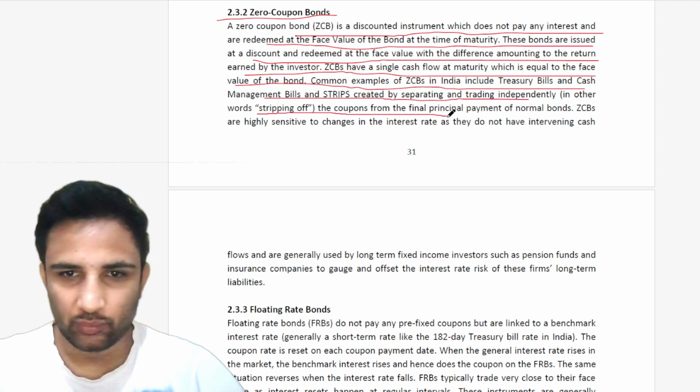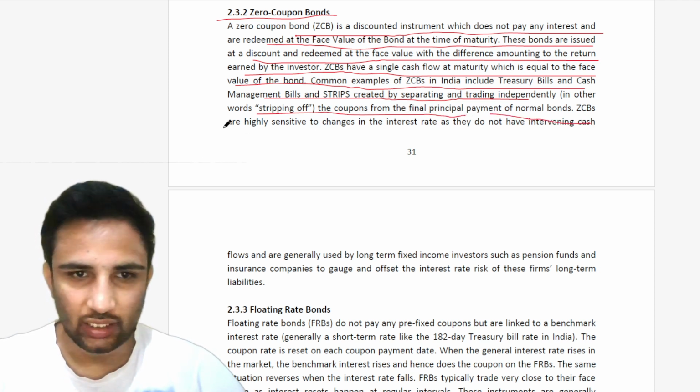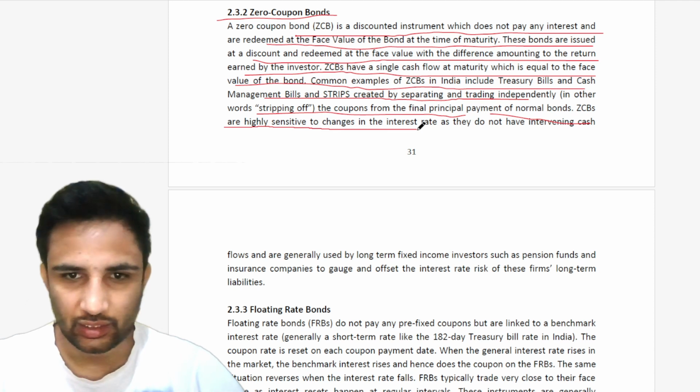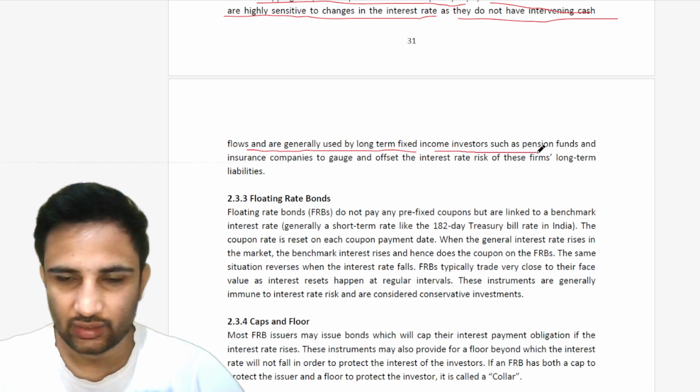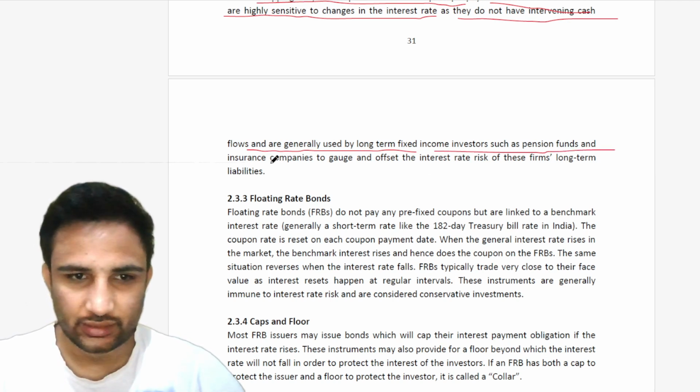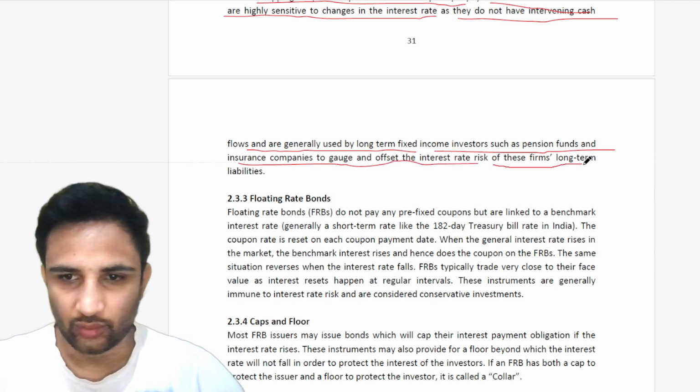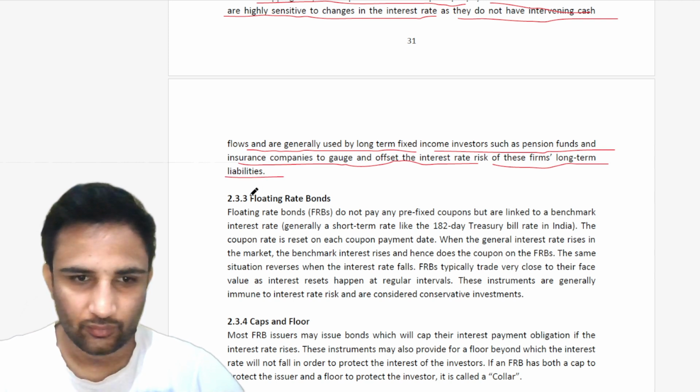the coupons from the final principal payment of normal bonds. ZCBs are highly sensitive to changes in the interest rate as they do not have intervening cash flows and are generally used by long-term fixed income investors such as pension funds and insurance companies to gauge and offset the interest rate risk of these firms' long-term liabilities.